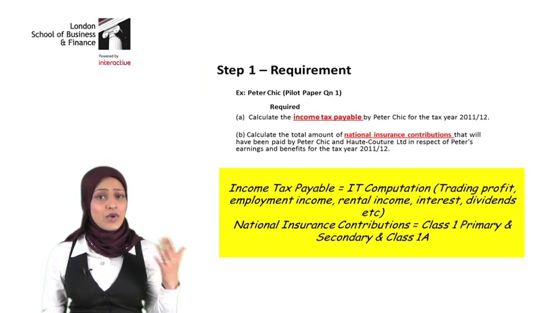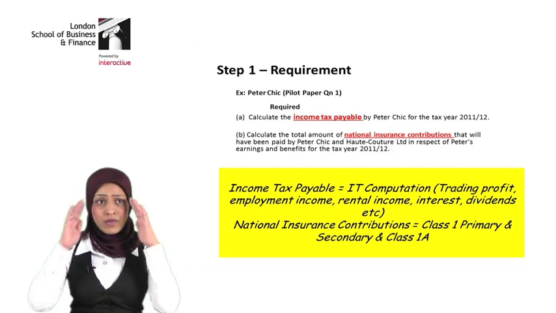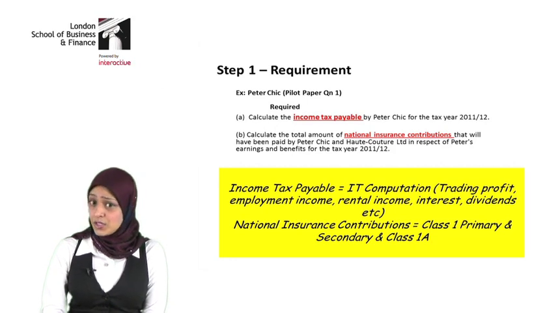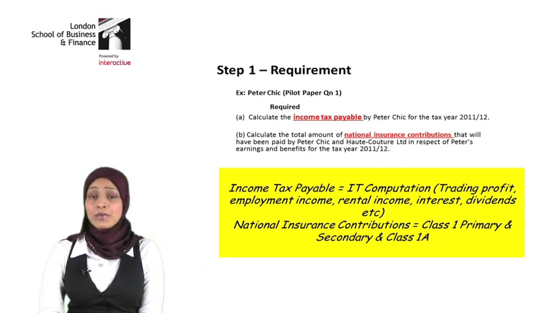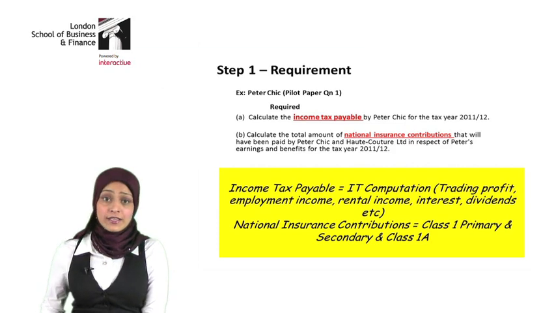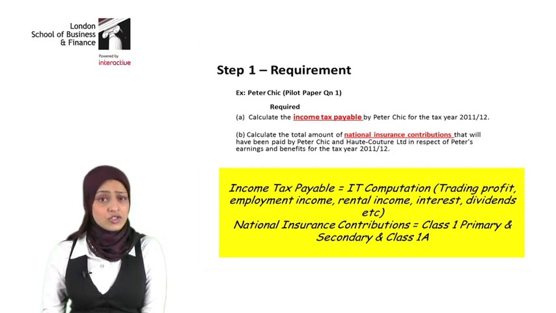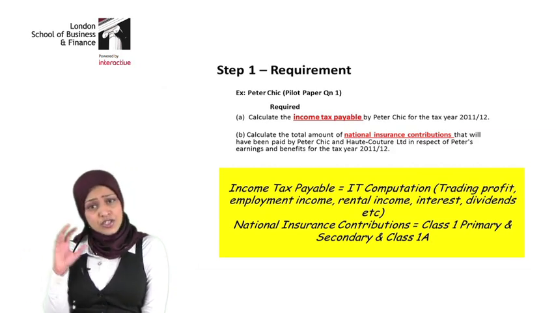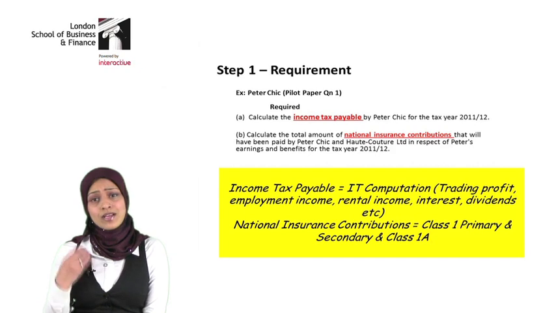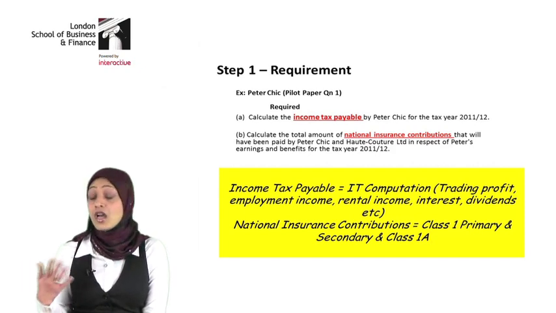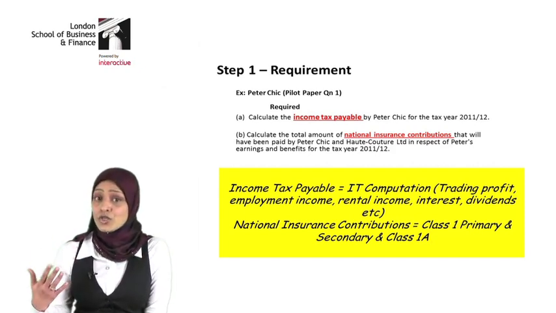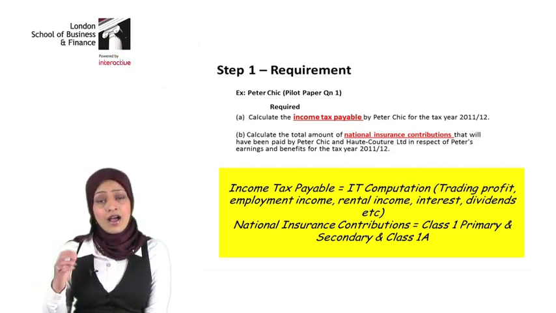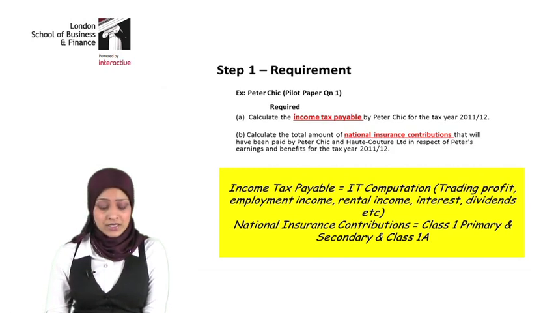So there it is. When it says income tax payable, at the back of my mind, I know there is an income tax computation. Hence, there might even be a few types of incomes, maybe some employment, maybe some investment income. National insurance contributions, maybe some class 1, maybe class 1A. So just by reading the requirement, there's quite a bit I can tell myself about the question without really having to go into the question. I haven't yet looked at the question. Just looking at the bottom line, I managed to tell myself quite a bit.